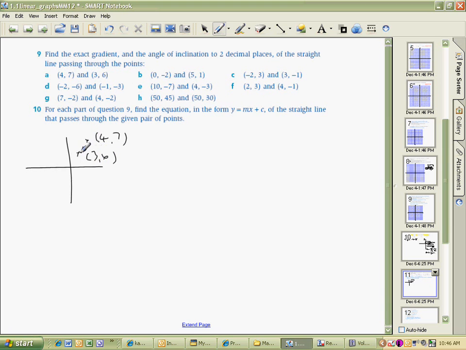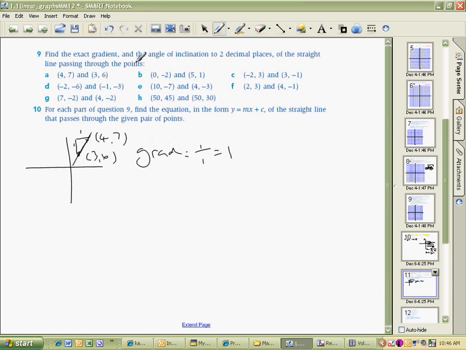So it's saying, what's the gradient of that line there? Well, again, you're just going to take these points and work out the rise, which is from 6 to 7, and then the run, which is from 3 to 4, so that's 1 over 1, isn't it? So the gradient, which is what we're asked to find, is equal to 1 over 1, so it's equal to 1.